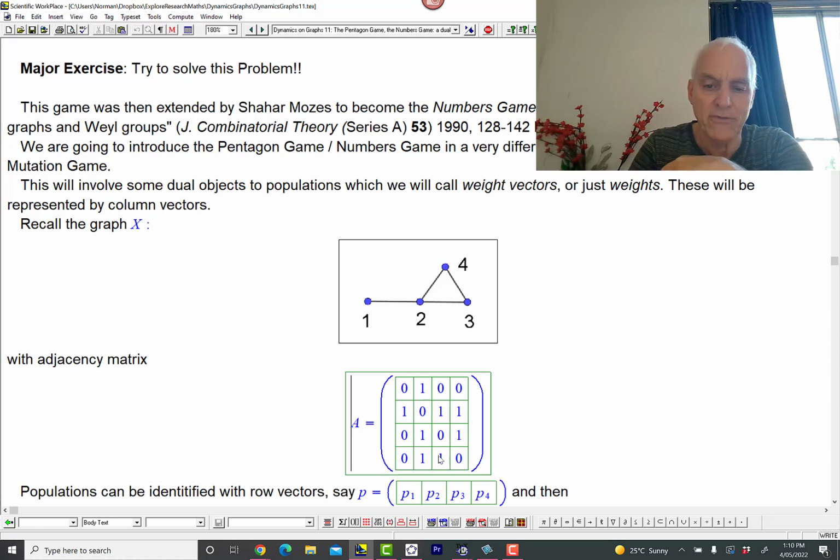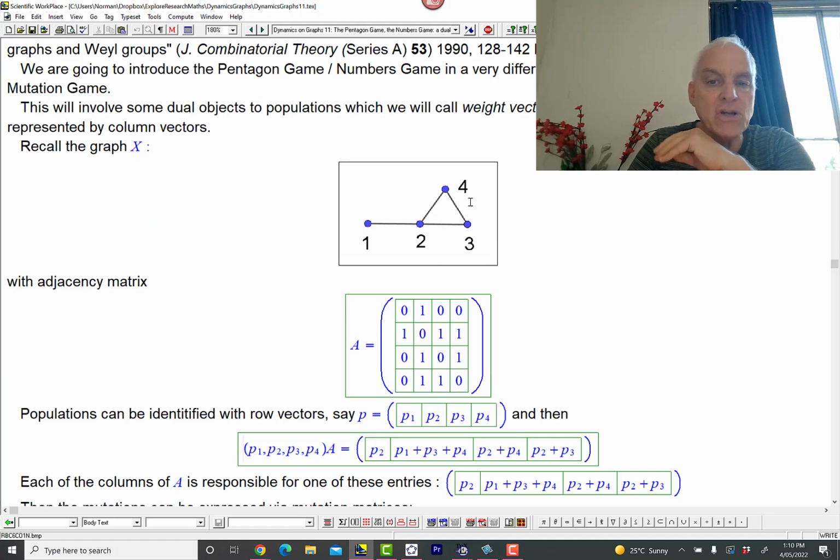Since we're talking about simple graphs here, this is necessarily just consisting of zeros and ones, and it's symmetric. Okay, so now population, remember, is just an integer valued function on the vertices.